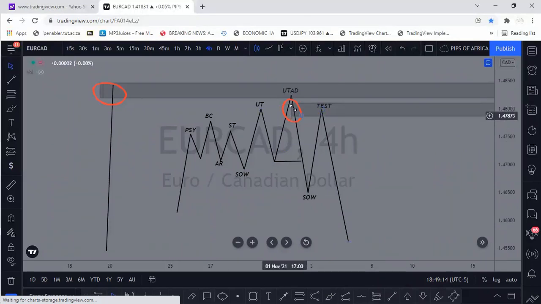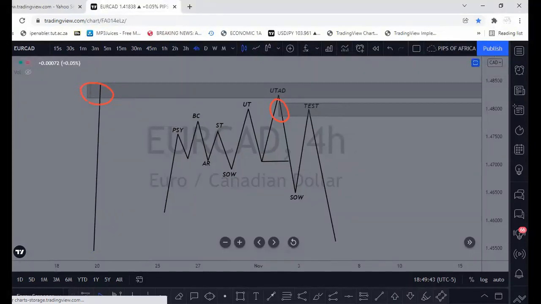But keep this in mind: the UTAD is the one that must tap inside the higher time frame point of interest. UTAD, which means after distribution, is the one that must go higher than the UT just to tap inside the higher time frame order block, or point of interest. It is only the UTAD that is allowed to tap inside the higher time frame point of interest. That's how you must trade the Wyckoff schematic, right? It will help you a lot.